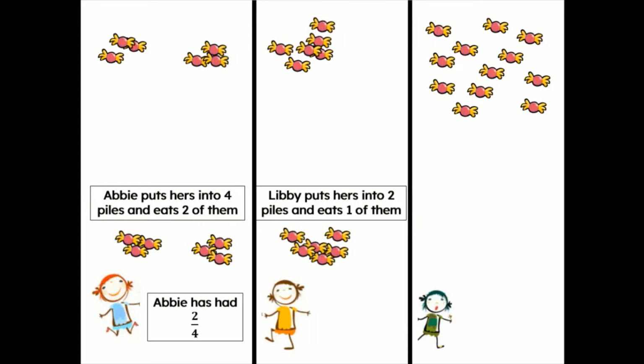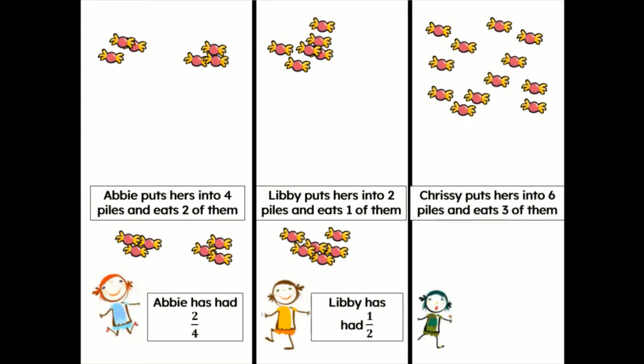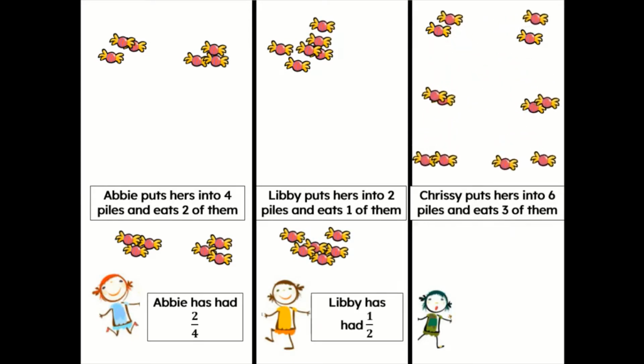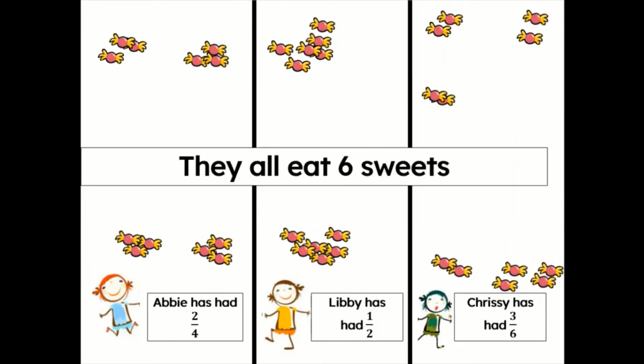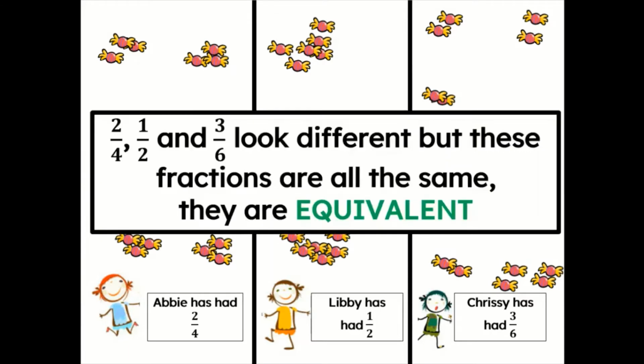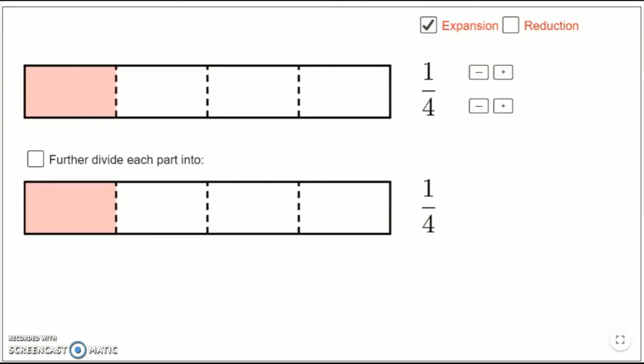So she has eaten 1/2. Missy puts hers into 6 piles and eats 3 of the piles. So she has eaten 3/6. They all eat 6 of their original 12 sweets. So 2/4, 1/2 and 3/6 look different, but they're the same fractions. They are equivalent. Let's look at how we can expand fractions.